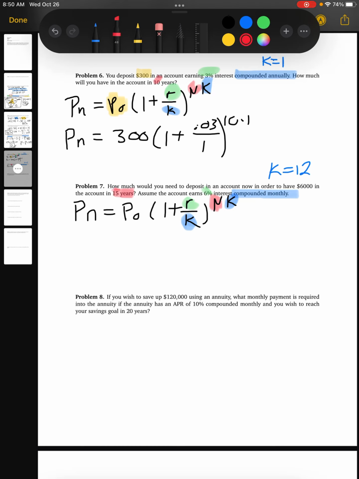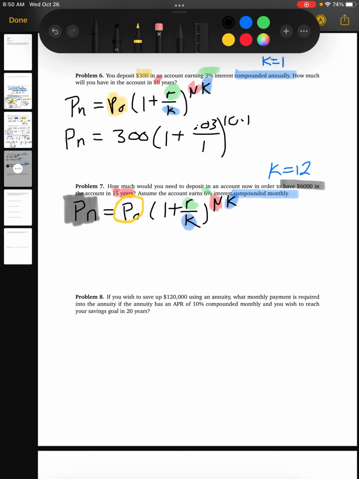And we have something different. We want to know how much we're going to need to deposit so that we can have $6,000 in 15 years. So this is our PN. 6,000 is our PN. So what we're actually going to be asked to solve for here is PO. That's the number that should be your answer. How much are we going to deposit to get here?